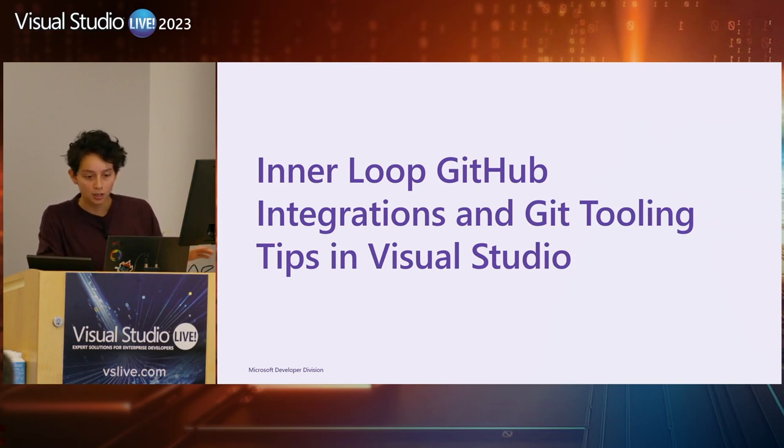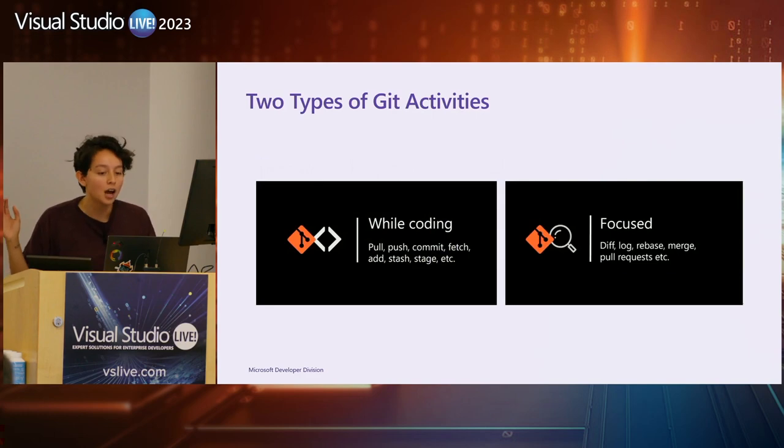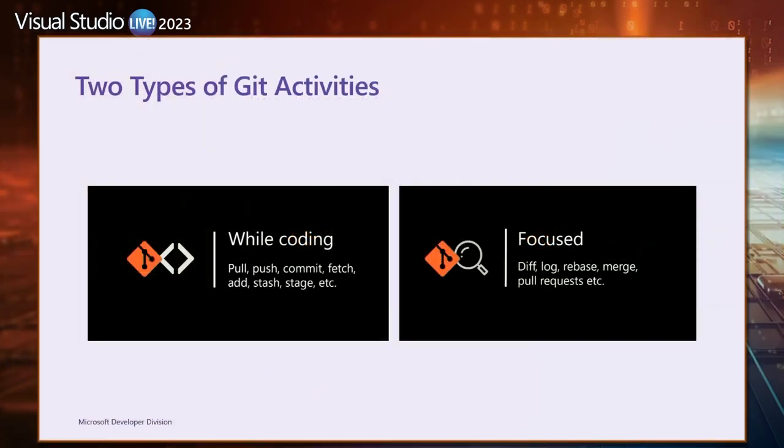And first, just a little bit of background. We like to separate Git activities into two buckets. The activities that you're doing while coding, that's going to be your everyday fetching, syncing, pulling, adding. Maybe I'm staging some particular items or stashing them. And then I can do my commit and my push.